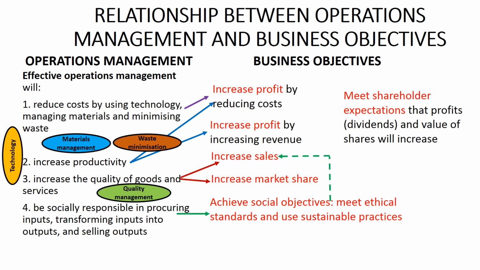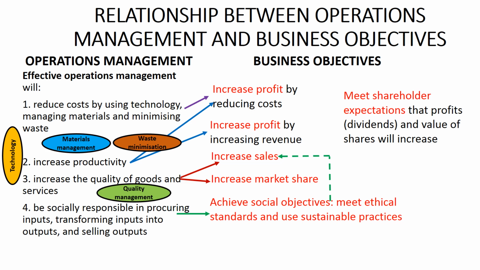The final business objective is to meet shareholder expectations. A key expectation of shareholders is that the business will make and distribute part of its profits to them by way of dividends, and that as a result of increasing profits, the value of their shares in the business will increase.